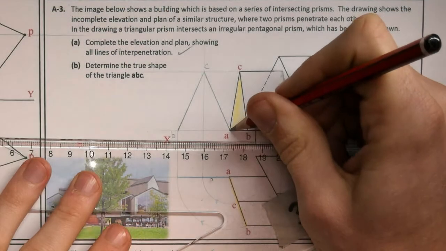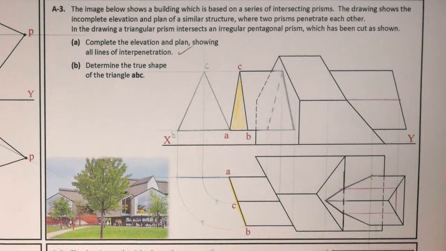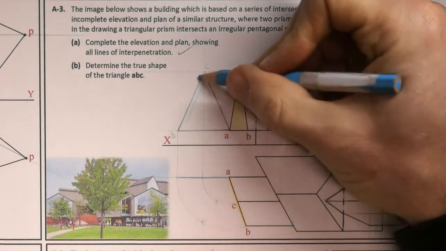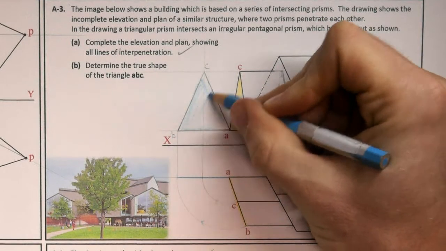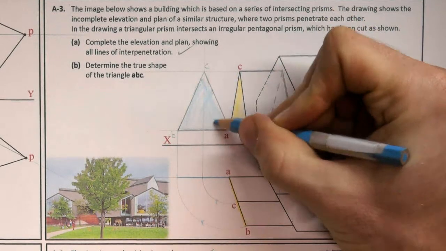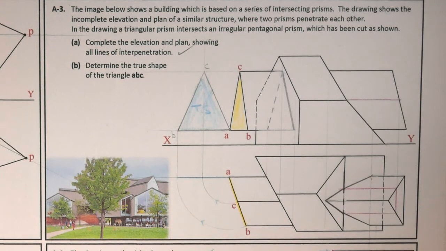because I'm looking perpendicular to it. Okay, so start with that. T.S. for true shape. Okay, so that is question A3, the interpenetration question, 2019.